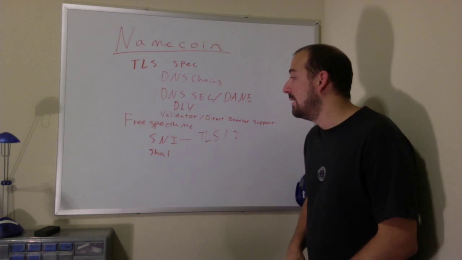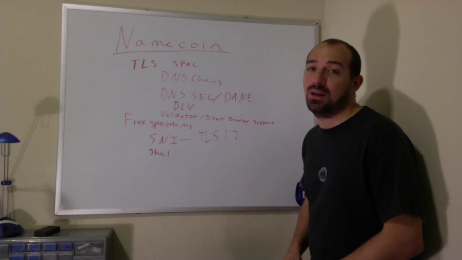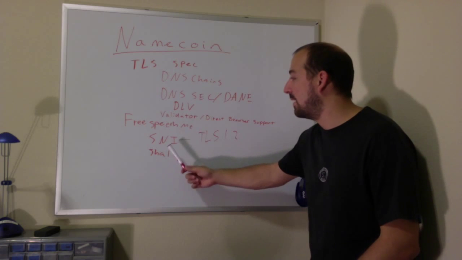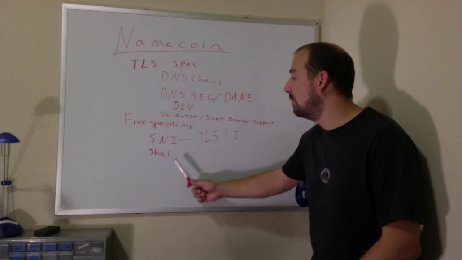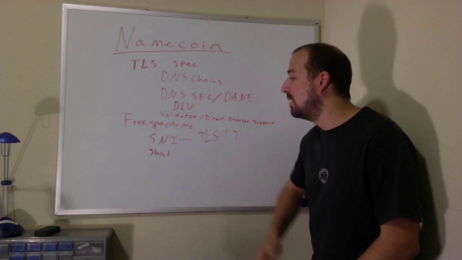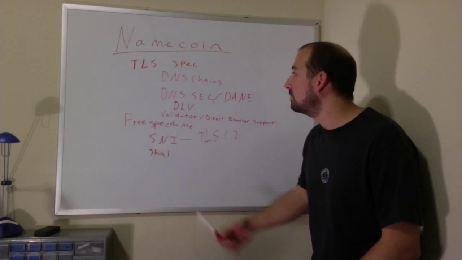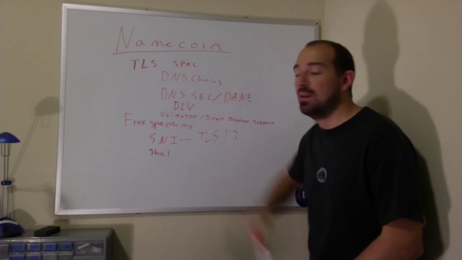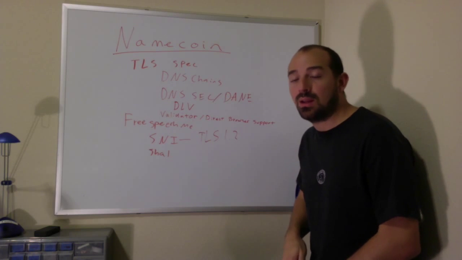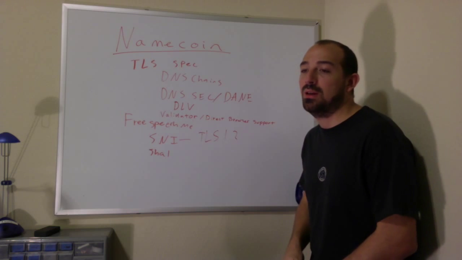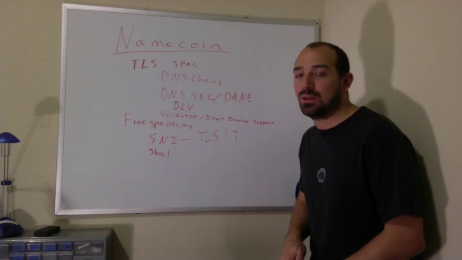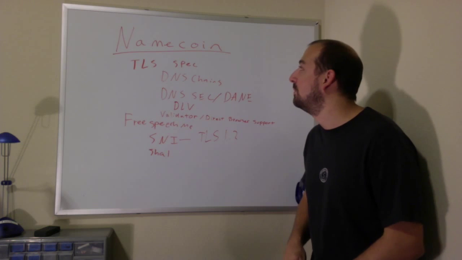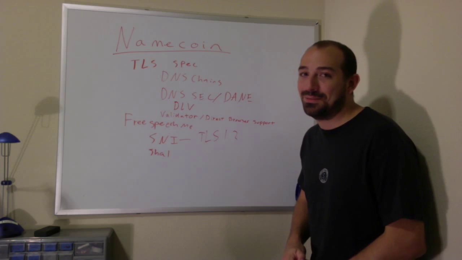So I decided not to do a walkthrough because it's not ready, and I don't want to do a half-ass FreeSpeechMe walkthrough that doesn't work with SNI and doesn't use SHA-1 in the background. I'm going to wait until the DNS change and the DANE spec is finalized. When that's ready, I will do a Namecoin walkthrough, because I believe in the technology. I think it's the future. I think it's important for free speech in general. But that's it. Hope you liked it.